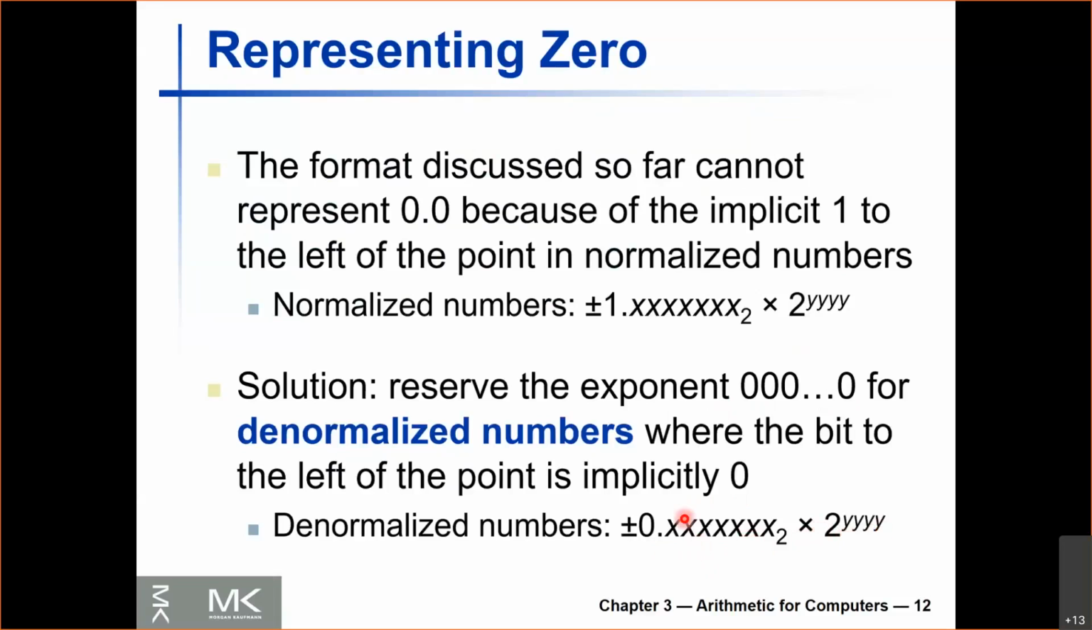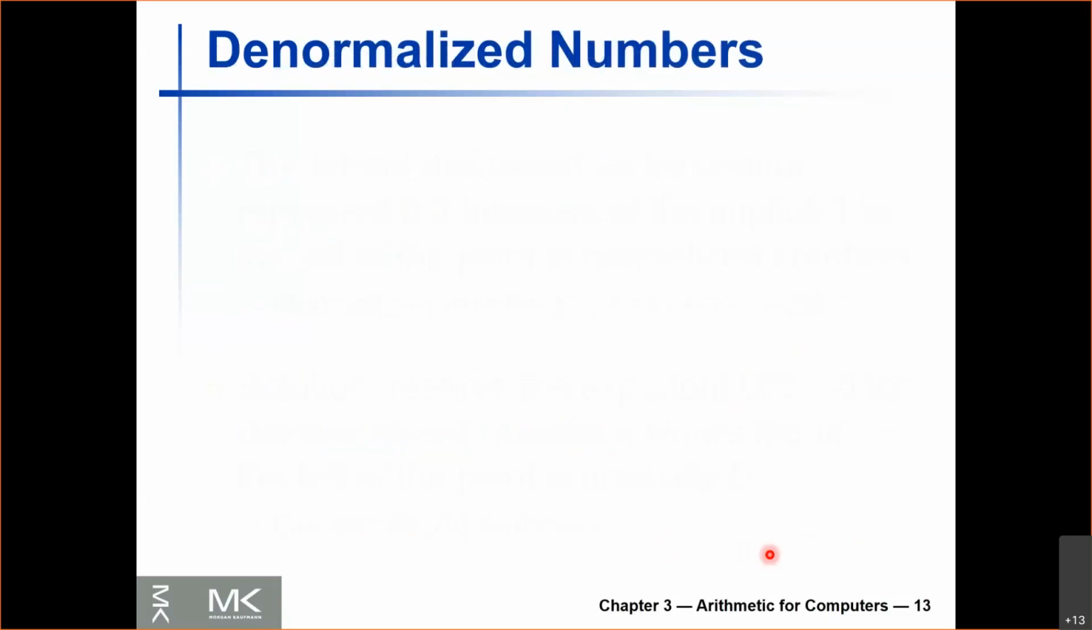Okay, so this reserved exponent that's all zeros is going to be used to represent 0, but it's also going to be used to represent denormalized numbers in general that are of the form 0 point something times 2 to the power something. Okay, so let's look at this a little bit more formally.